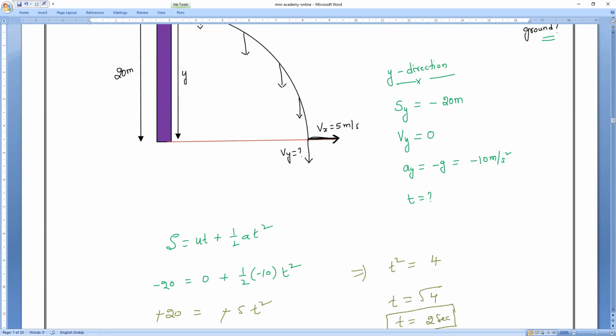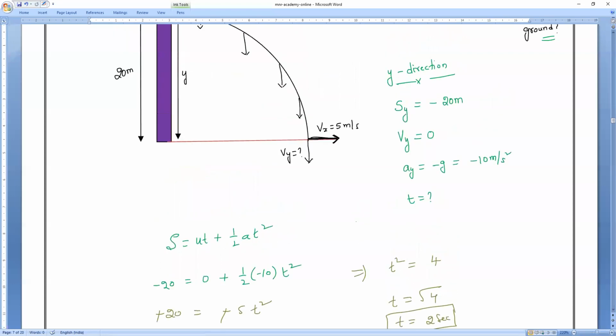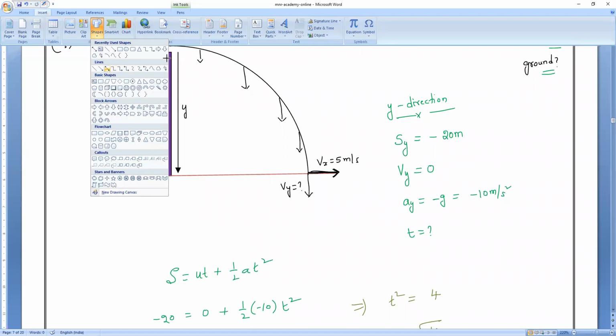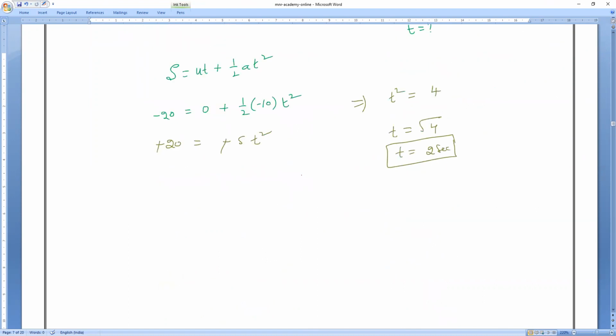Understanding? Clear? Any doubt anybody can ask me. Understand or not? Yes, sir, that is the time. So find it fast. Next, range. Can you show me what is the range in this diagram? I want to find the range. This is the initial point and this is the final point. So this is what we used to call the horizontal range.